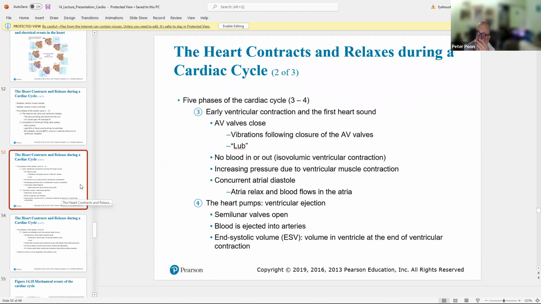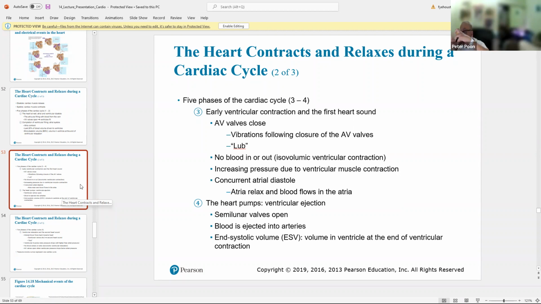Isovolumic ventricular contraction. Both the AV valves are shut, and the semilunar valves are shut, which means there's nowhere for blood to enter. So when the ventricle starts squeezing, you increase pressure in that chamber without changing volume. At the same time, the atria relax, and blood starts going into the atria again.